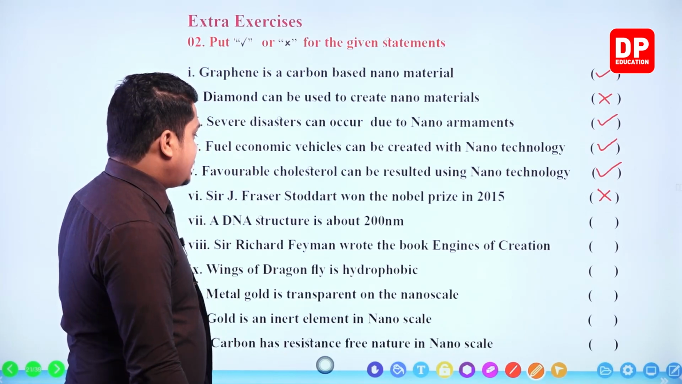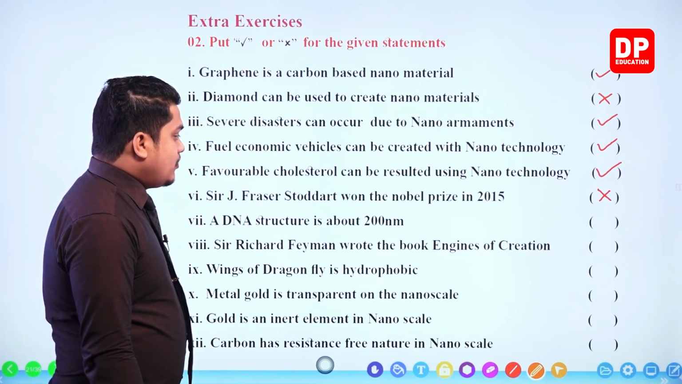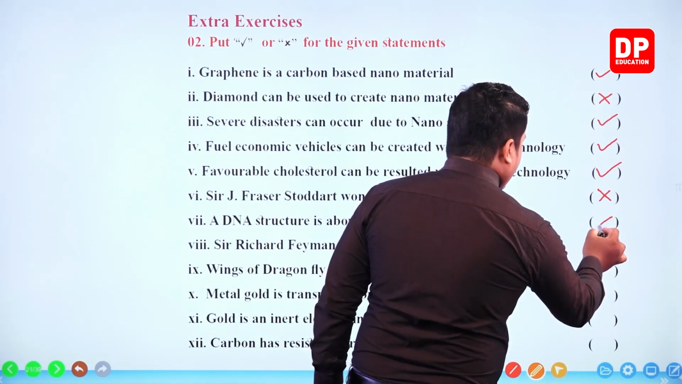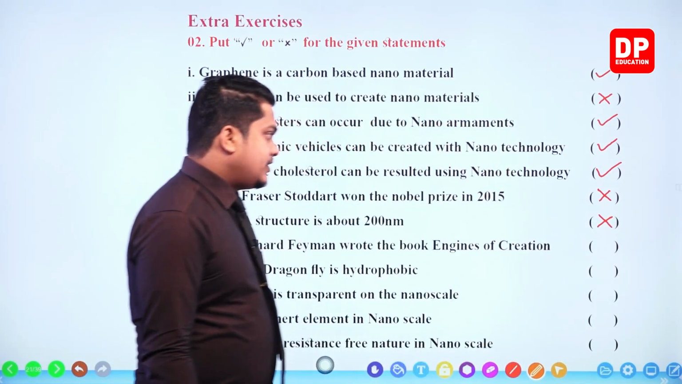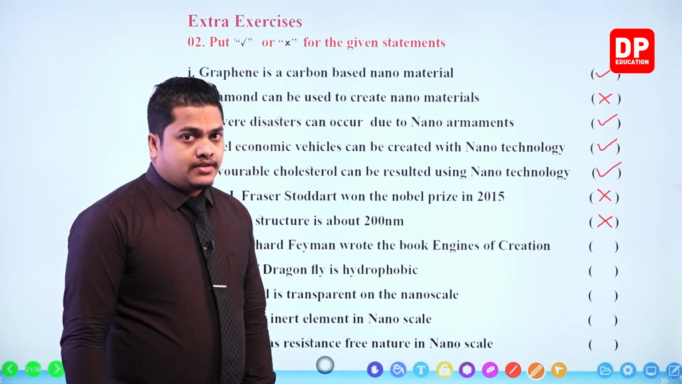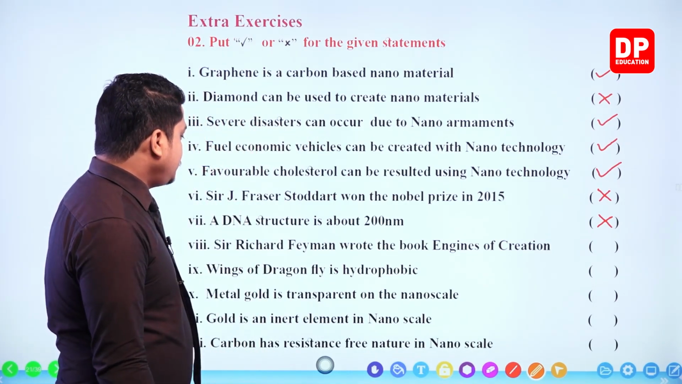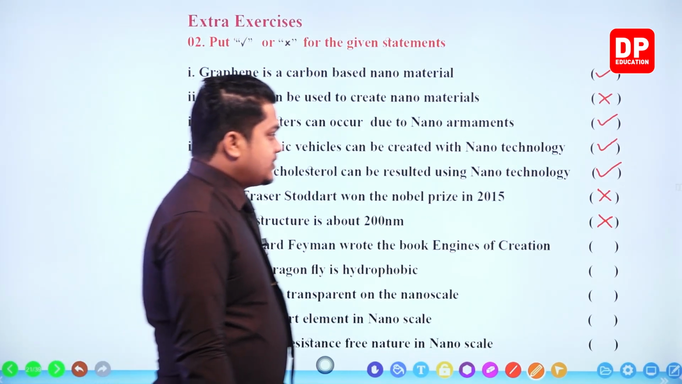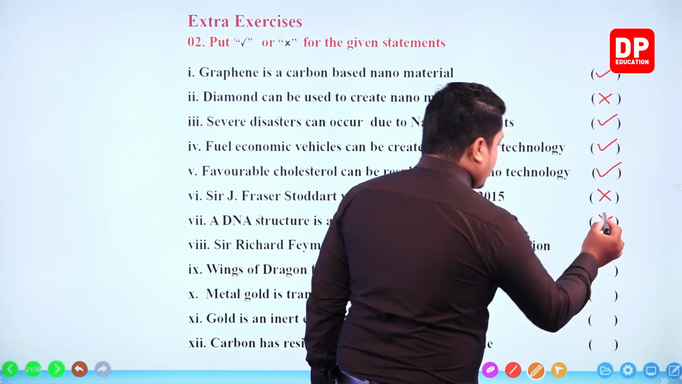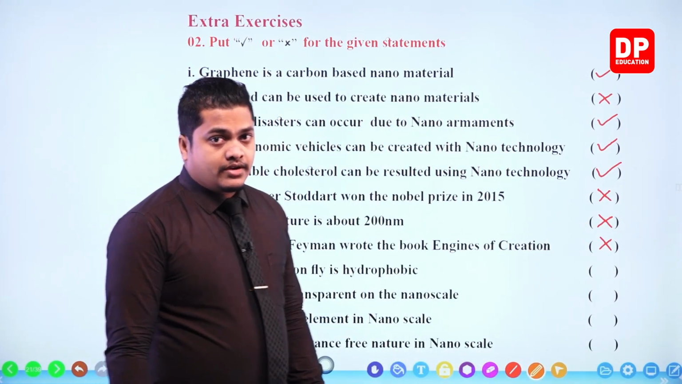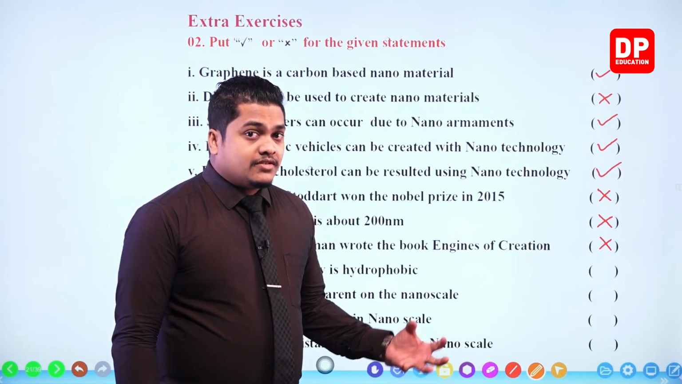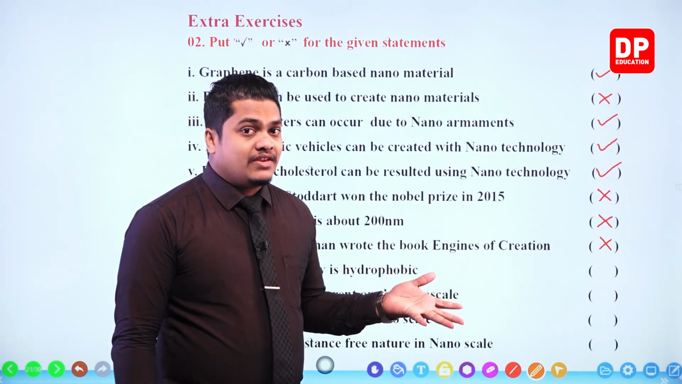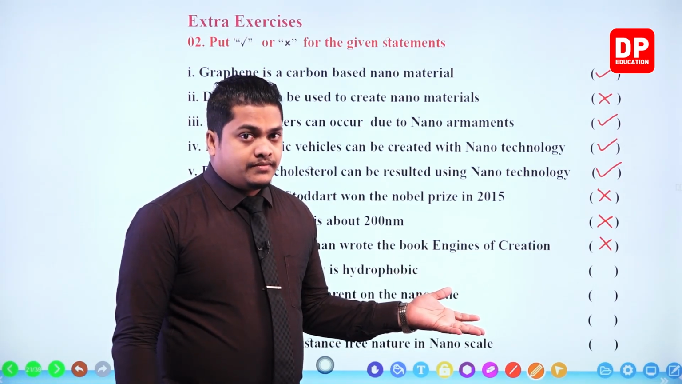Okay. Next one. A DNA structure is about 200 nanometers. Totally incorrect. It's not around 200 nanometers. It's even smaller than that. So it's incorrect. Sir Richard Feynman wrote the book Engines of Creation. Once again incorrect. Richard Feynman gave the speech about nanotechnology, "There's Plenty of Room at the Bottom." He was the first person to speculate about nanotechnology by giving that speech. He didn't write a book.